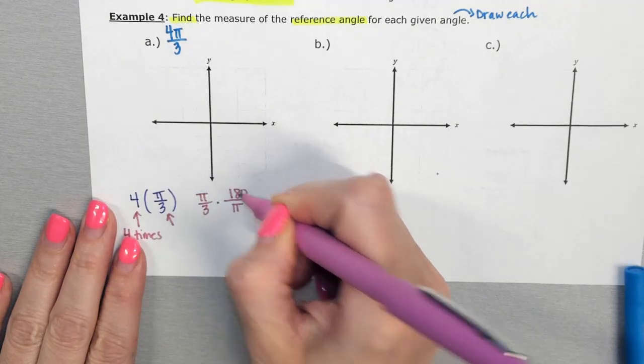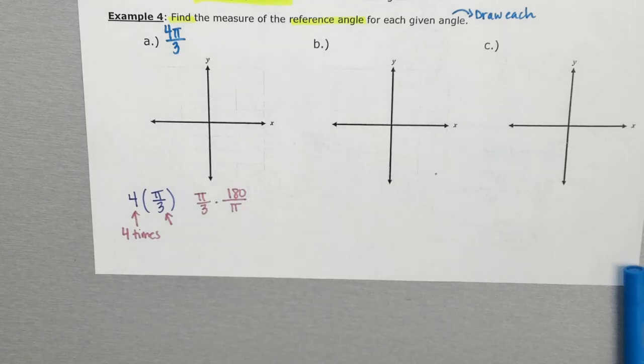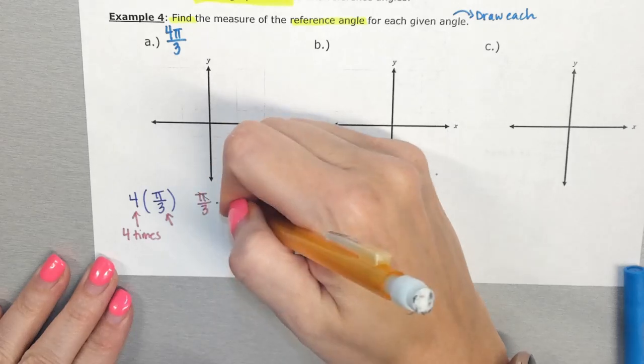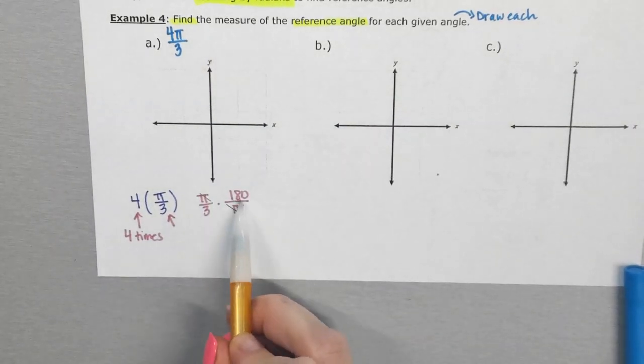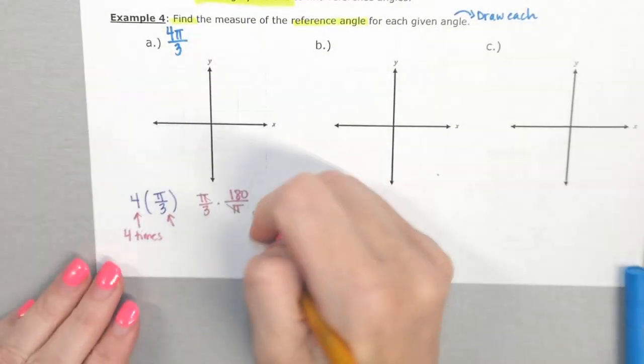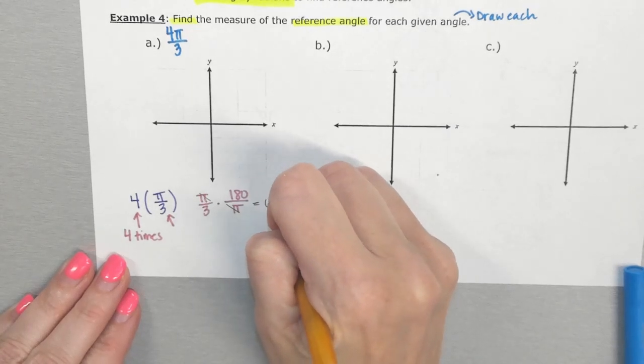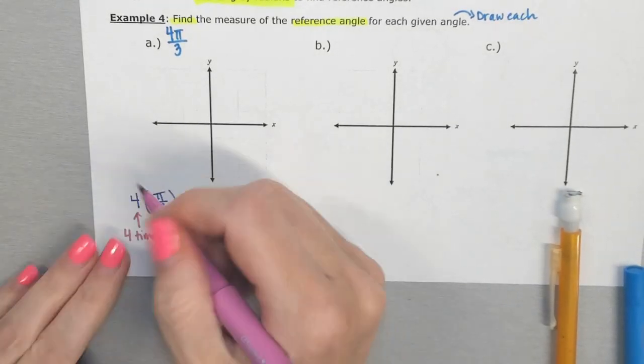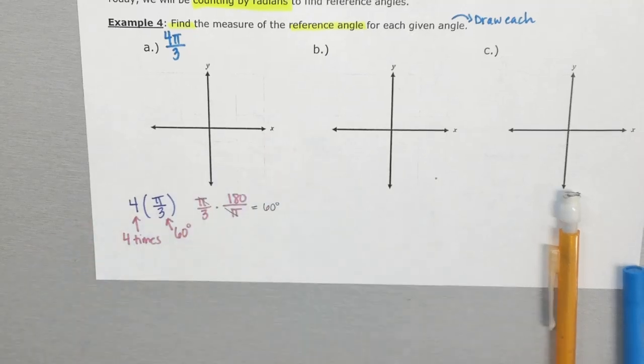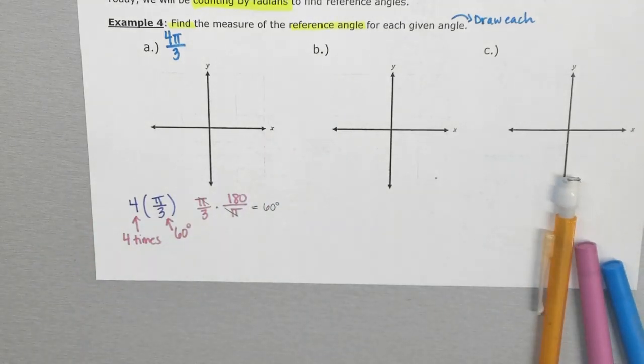Some of you might start doing this conversion in your head because the pi's are going to cancel. And when the pi's cancel, you're just doing division. What's 180 divided by 3? 60. Okay, so what this means is we are going 60 degrees, pi over 3, which is 60 degrees, 4 times.